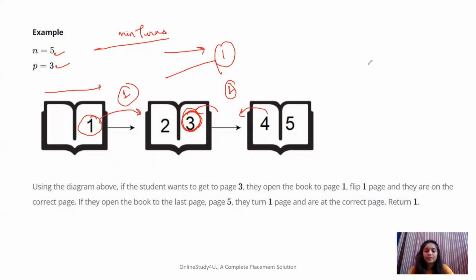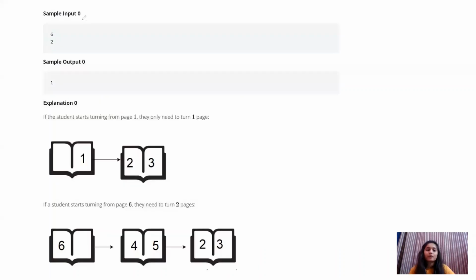Let's move on to the second example. Here we have a total number of pages of 6 and the page on which we need to land is 2. Let's see the book. If we start from the beginning and turn page 1, then my next pages are 2 and 3. So this is my landing page. The number of turns here is 1.